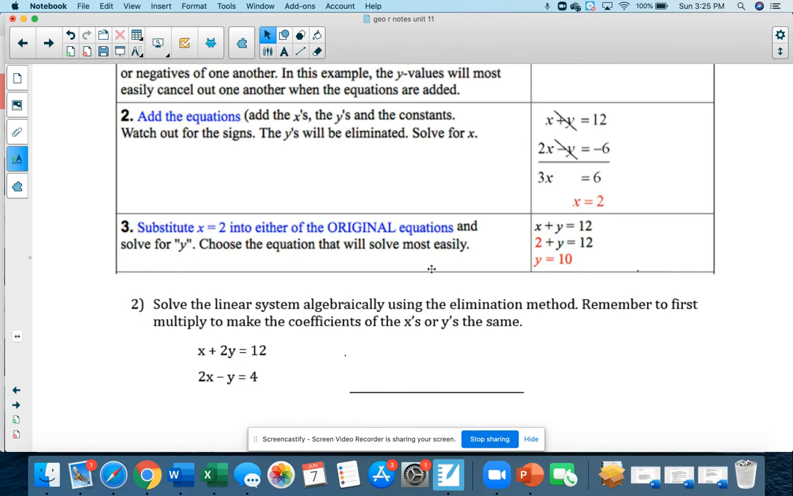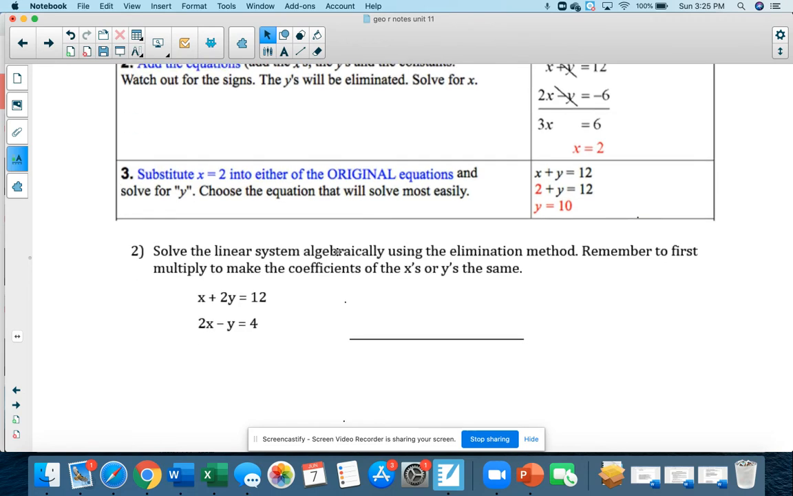All right, so let's try one. Let's solve the linear system of equations algebraically using the elimination method. Remember to first multiply to make the coefficients of the x's or y's the same. So if you look, this only works if the coefficients of the x or the y are the same. This is 1x, this is 2x. This is 2y, this is -1y. So I'm going to make the y's be the same.